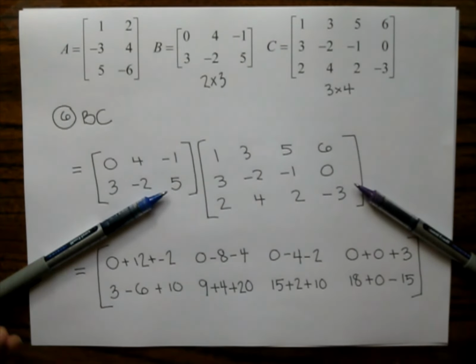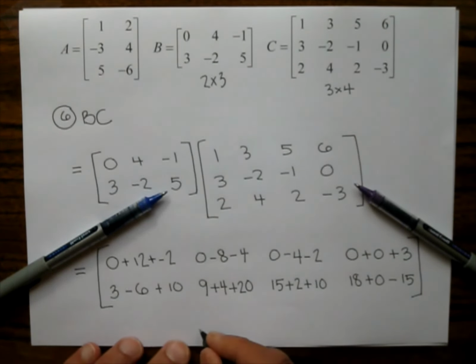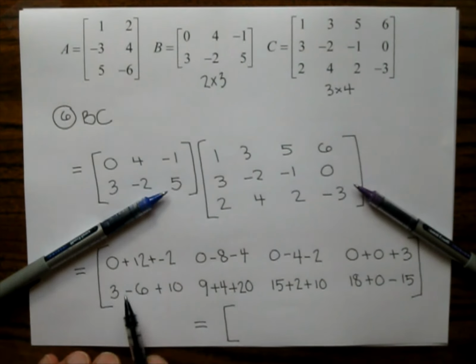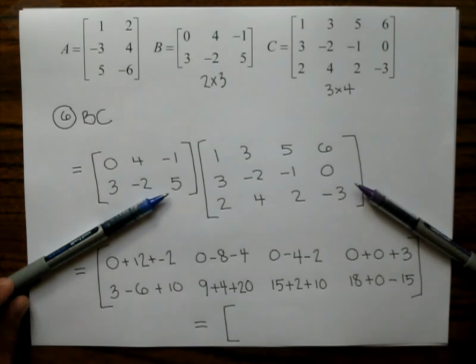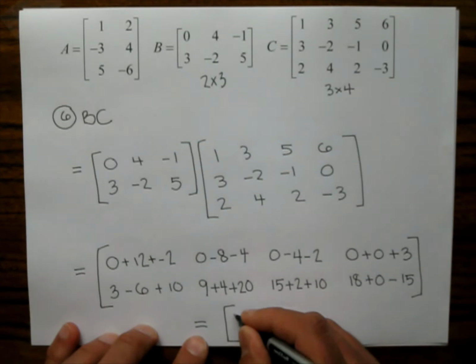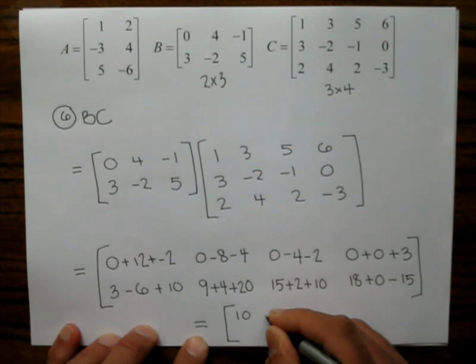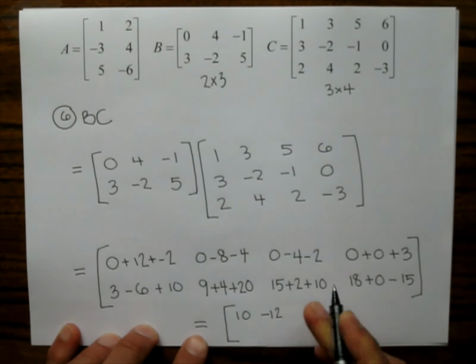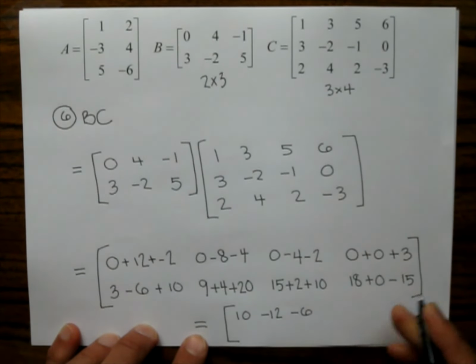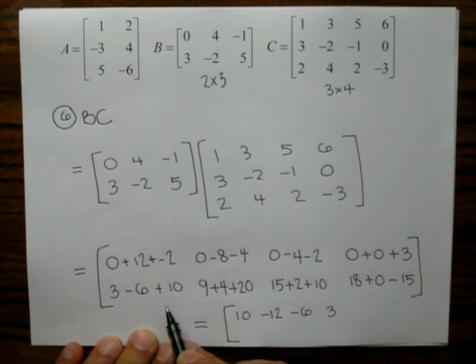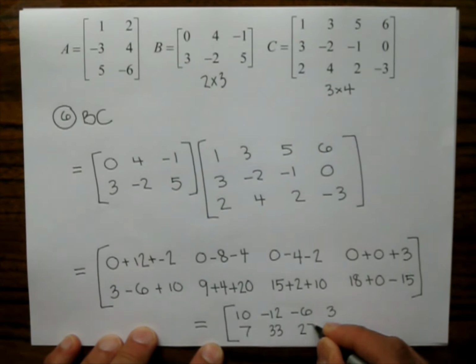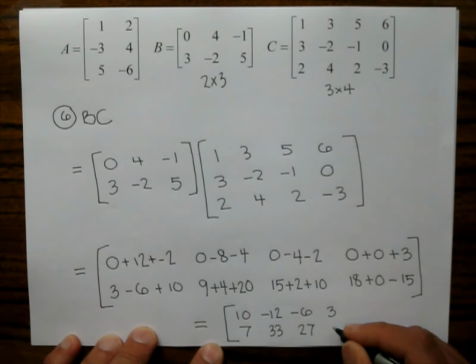So let's go ahead and write our answer. We don't have much room to write it. I'll write it right here. Looks like the size of the matrix for our answer is a 2 by 4. And so for our answer we're going to get 10 for the first entry, negative 12, that's this guy right here. Okay, and then this one right here, minus 4 minus 2 is negative 6. This is a 3. Down here we have 7, 29, 33, 25, 27, and then 18 minus 15 is 3.